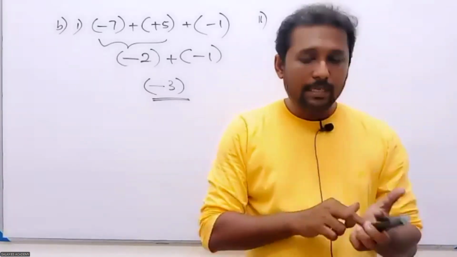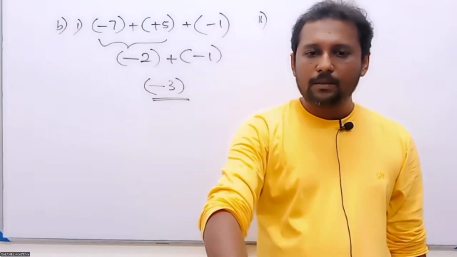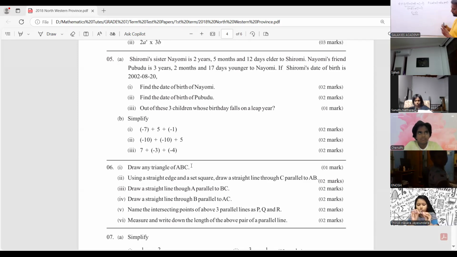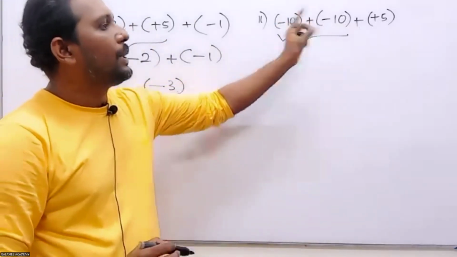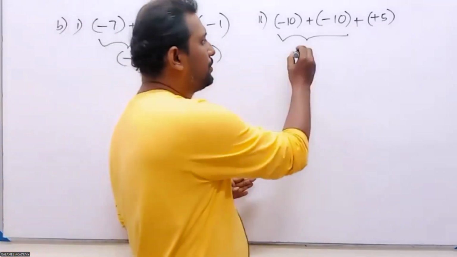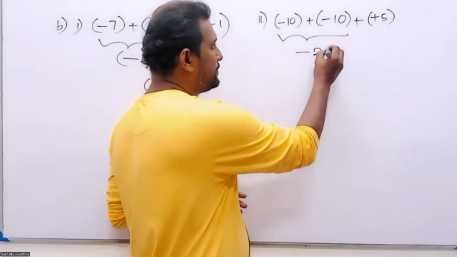Right. Let's go to the second part. The second part is also another 3 directed numbers. -10 add -10 add 5. 5 means positive 5. Right. First I will add the first two directed numbers of this part. Negative and negative addition. Same signs directed numbers. So the answer sign is the same. Negative. You have to add these two magnitudes. 10 plus 10, 20.